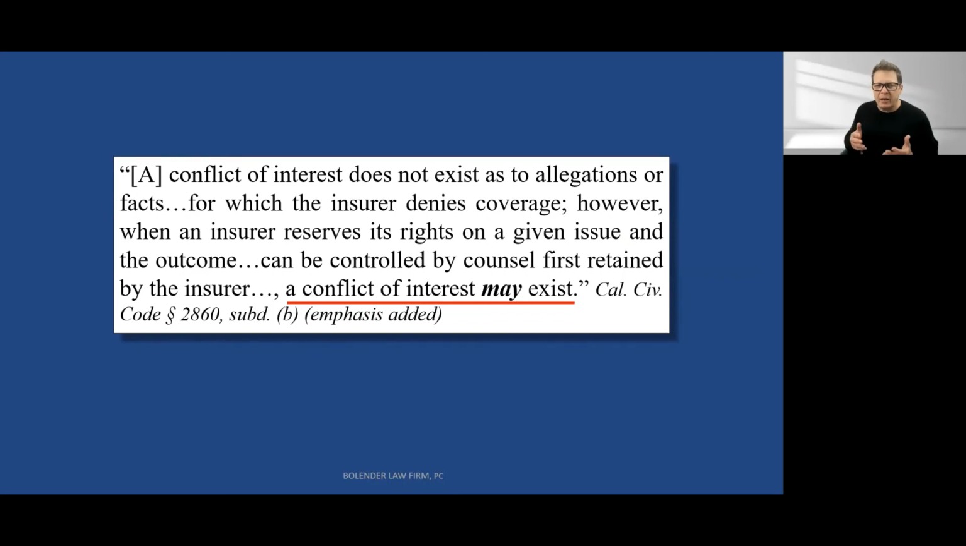So in the Dynamic Concepts case that came out within a few years of the Cumis opinion, the court there made it clear that the party demanding independent counsel has to do more than point to the reservation of rights letter and a theoretical conflict.